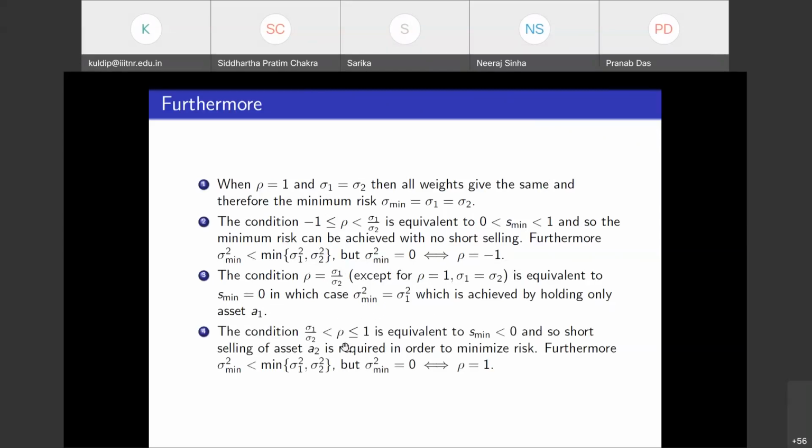Then if your rho is greater than sigma 1 by sigma 2 but less than or equal to 1, this is equivalent to S mean being less than 0. So that means that you have to have a negative weight. So in order to achieve minimum risk, you need to resort to a short position or short selling. So if you observe carefully, what I have done here is I have considered that my rho is greater than or equal to -1.